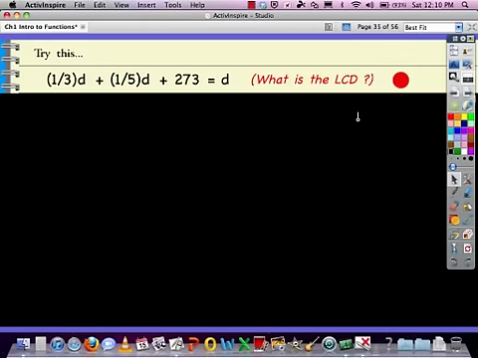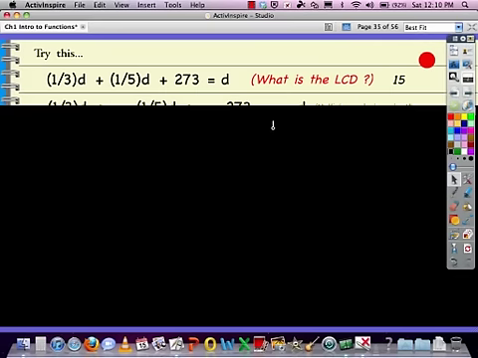So with this equation, 1/3 D plus 1/5 D plus 273 equals D, I would ask, what is the LCD? Your denominators are a 3 and a 5, so you're saying what's the smallest number they both go into? If you're not thinking, think of that number now. 15 is that choice. So if 15 is the smallest, yes, there are others. They both go into 30. They both go into 45. And you can have higher numbers, but the smallest will keep your numbers workable in your equation as well.